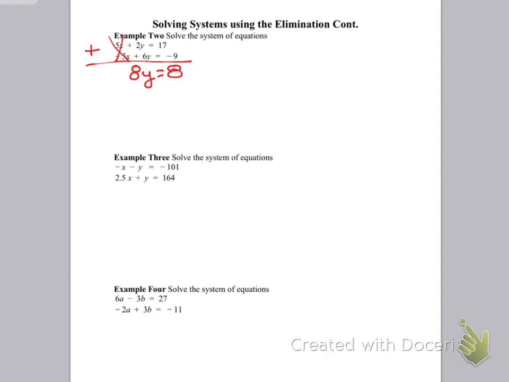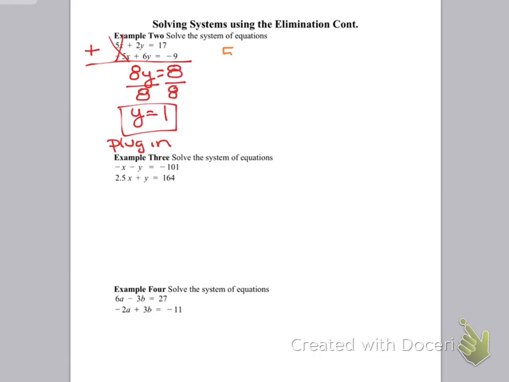Once I'm at this step, I need to solve for y. That's a simple one-step equation. Divide by 8 on both sides. Y equals 1. Well, once I have y, now I need to plug it back in to solve for x. So like I said before, it doesn't matter which equation you use, you just have to plug it in.